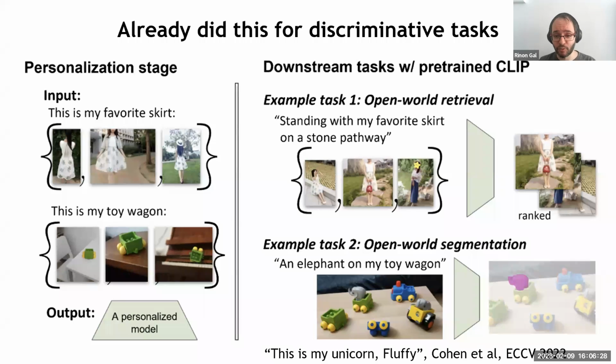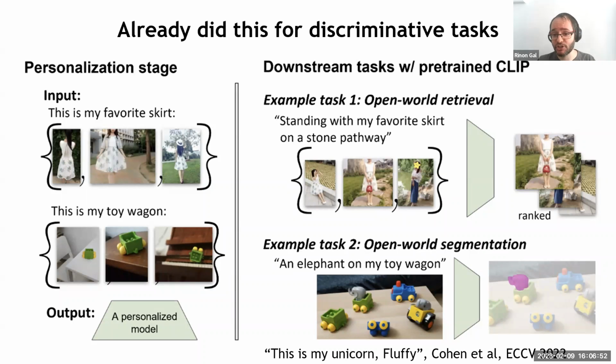And in this fluffy work from ECCV, our goal was to teach CLIP new words exactly for these sort of discriminative tasks, right? So we wanted to be able to retrieve an image of our specific toy wagon, but also combine it with text so we could get, I don't know, an image of this wagon on the beach, right? And so the setup is this.